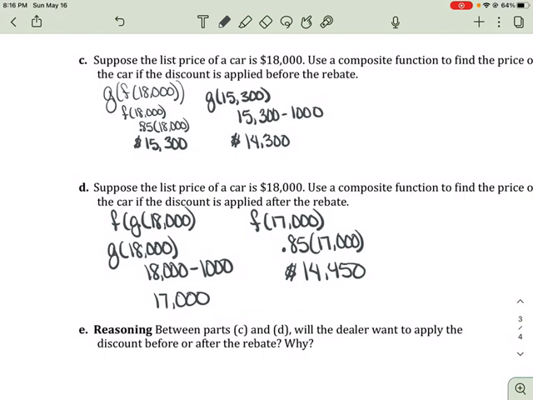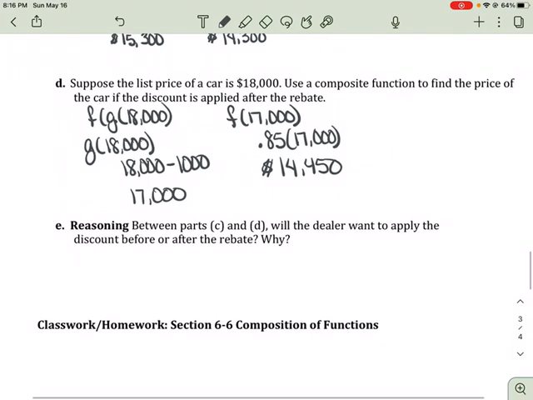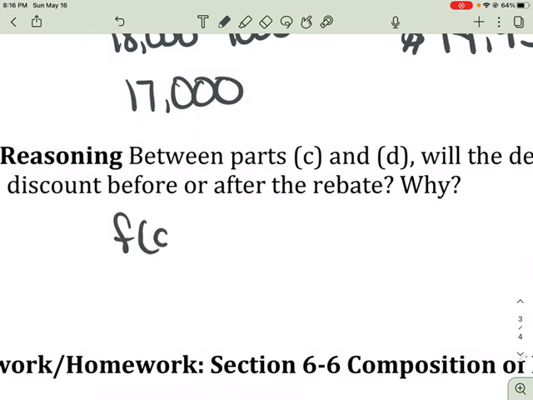Give me my discount, then apply the rebate. But which one will the dealer want? The dealer would want the rebate first, then apply the percentage off because there's less money to take the percentage of. So he would like f composed of g.